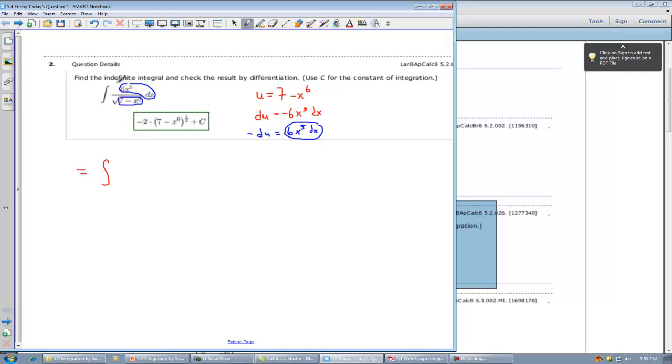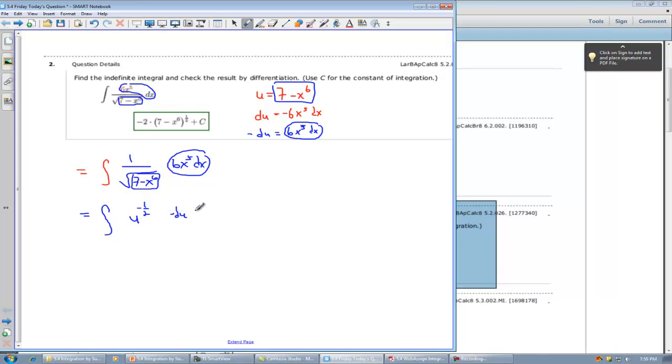Remember, I can rewrite this. So you can rewrite this as 1 over the square root of 7 minus x to the 6 all times 6x to the 5th dx. Then this is my negative du, and this right here is my u. And so this is equal to the integral of u to the, now let's write this as a power, right? So it's in the bottom, so minus 1/2. And then this thing was negative du.